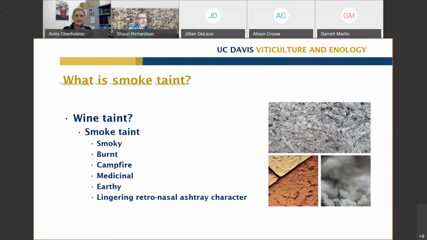Now, in the case of smoke taint, we've seen there's a long list of attributes. I have here smoky, burnt, campfire, medicinal, earthy, but that's definitely not an exhaustive list. You saw barbecue, bacon, spicy, tar-like. There's a lot of other things. Band-aid, chemical, all those things could be smoke impact related. For me, what's very distinctive about smoke taint is that lingering retronasal ashtray character, because almost all those other descriptives can be caused by something else as well. But that ashtray character is extremely unique to smoke exposure.